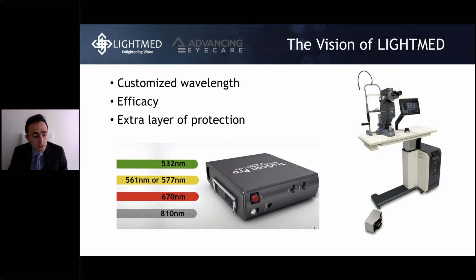I've worked on the 532 nanometer, the 561, and 577. There are applications for the 670 nanometer red laser for patients with vitreous hemorrhage because it can penetrate through the vitreous hemorrhage to treat areas of ischemia. And there's also the 810 nanometer wavelength that is available with the TruScan Pro.